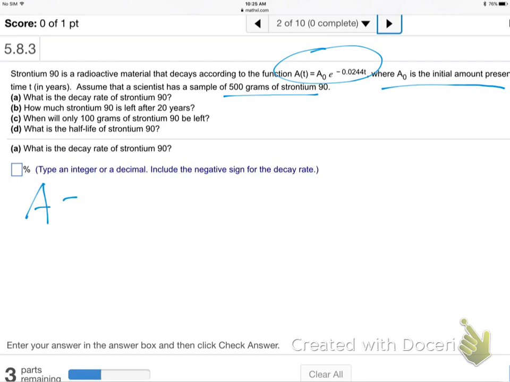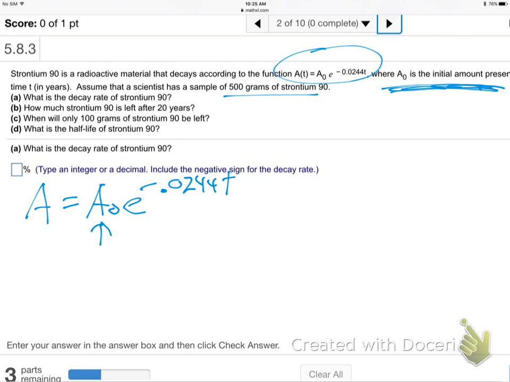So the amount of strontium is A0 e to the minus 0.0244 t. Now, what's this A0 thing? Well, it says right here, A0 is the initial amount present. Have you seen the biology, chemistry, science formulas? They use the A0, P0, something zero stuff all the time. Are you familiar with that? Are you comfortable with that? Do you know how that works?